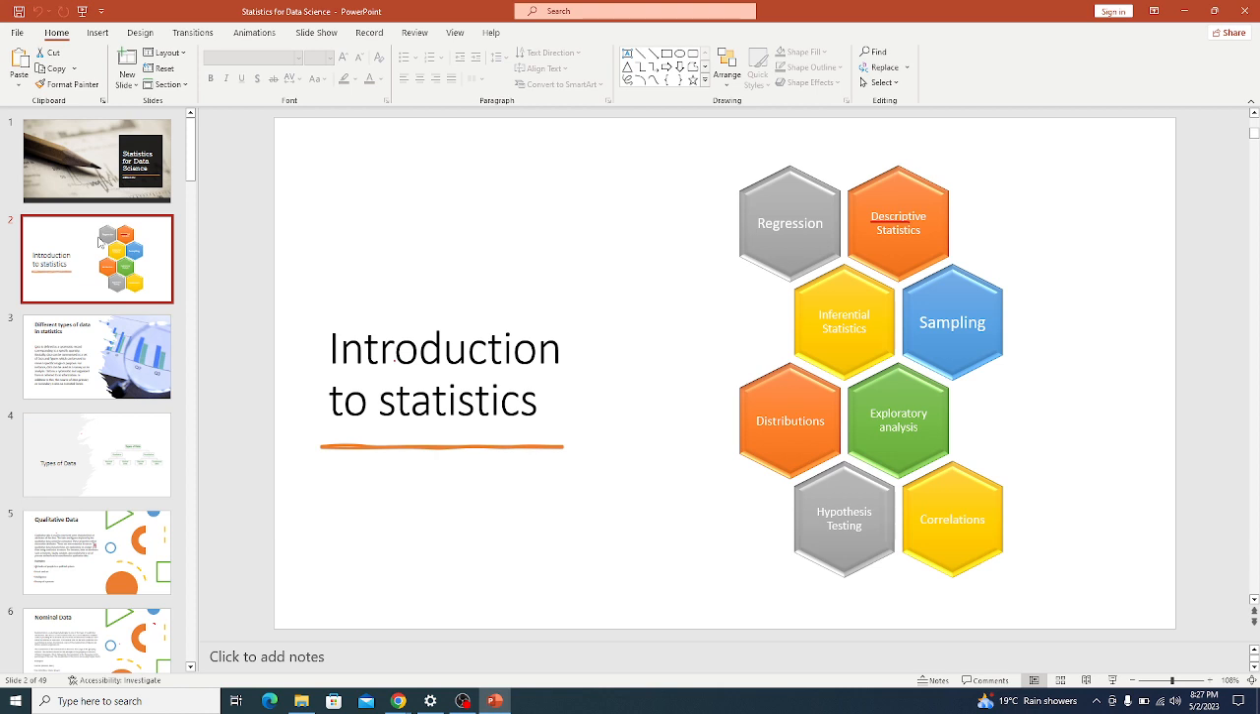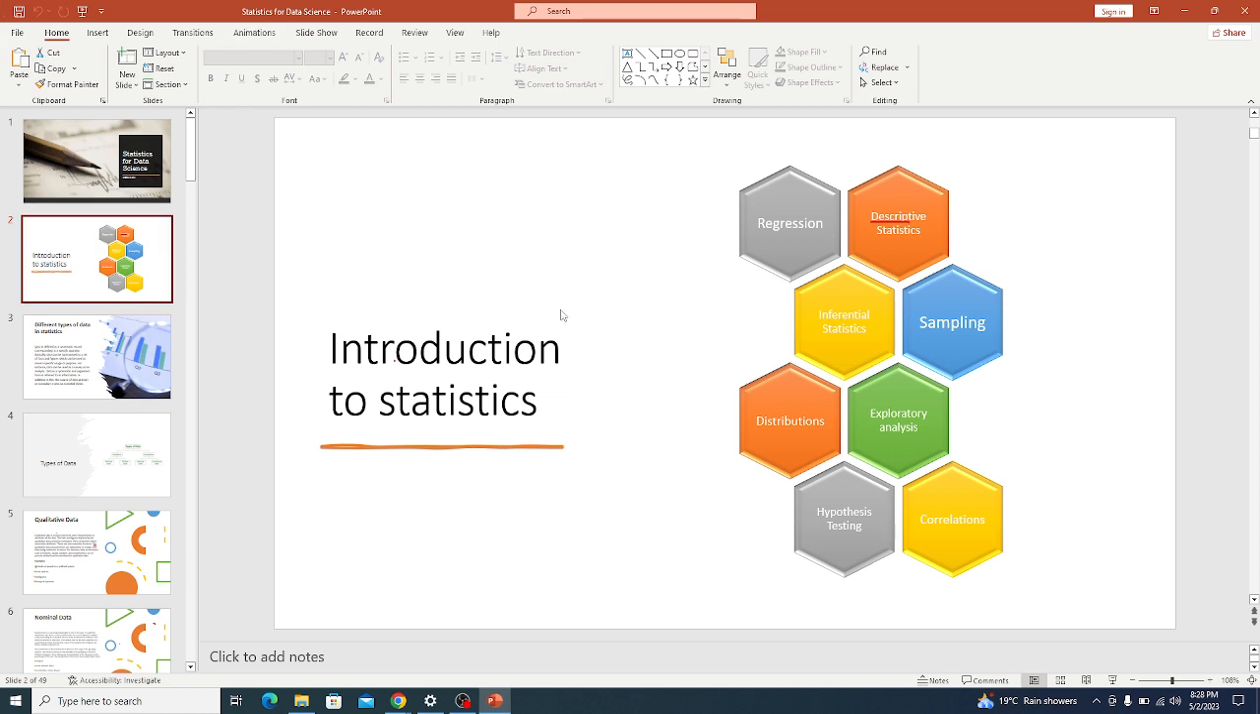We'll also come to inferential statistics. From the term infer, we are making conclusions out of a certain output. Under inferential statistics, we usually have hypothesis testing, and we can also say distributions can be categorized as inferential statistics at some point. We'll also discuss more in regression.